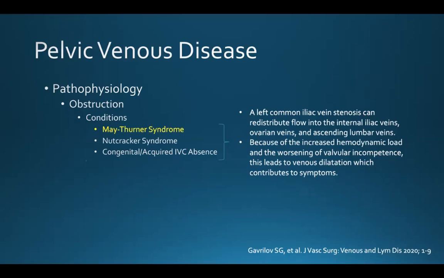A left common iliac vein stenosis can redistribute flow into the internal iliac veins, the ovarian veins, and the ascending lumbar veins. And because of the increased hemodynamic load and the worsening of valvular incompetence, this can lead to venous dilatation, which contributes to symptoms.